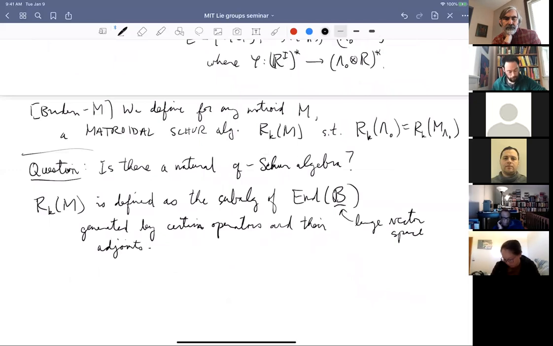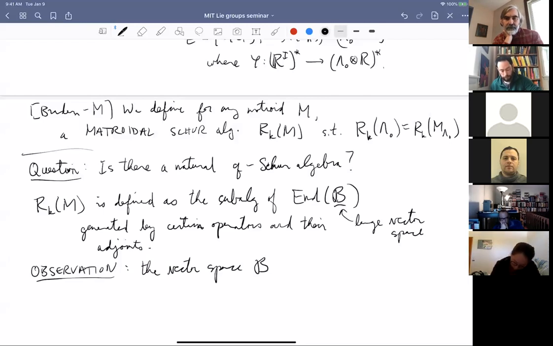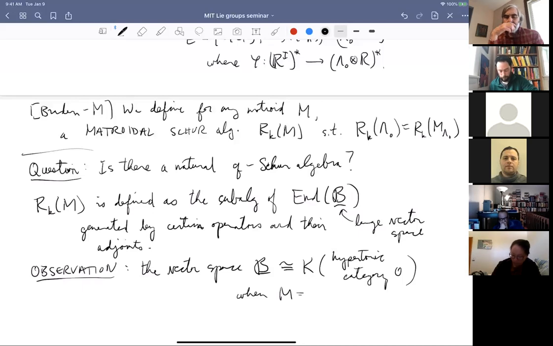And the observation is that this big vector space B is the K group, the Grothendieck group, of a hypertoric category O, when M comes from such a lattice, lambda naught. And the operators that define this subalgebra, this R of M, are in bijection with the finite dimensional simple objects in O.